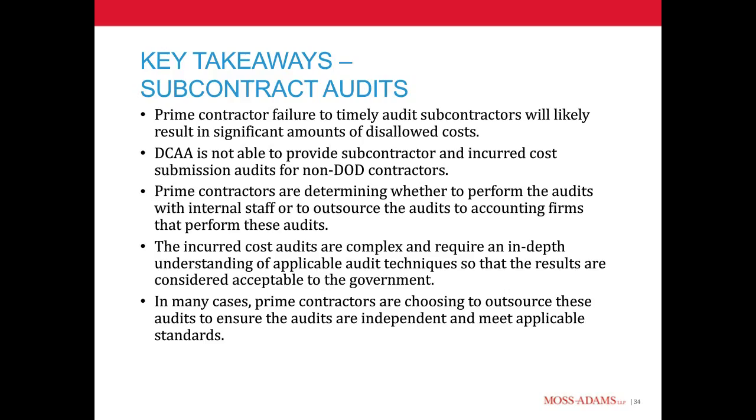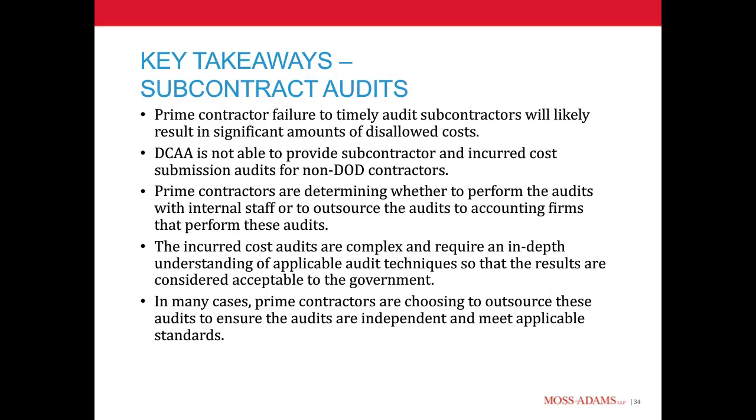So we wanted to get to the final part of the presentation, and we broke the key takeaways into basically a subcontract audit slide and then a prime contract audit slide. I think there are different issues affecting these and some that they have in common, but with regards to subcontract audits, the prime contractor's failure to timely audit subcontractors will likely result in significant amounts of disallowed cost. Once the agency involved learns that there are flexibly priced contracts that are ultimately rolling up into what the government is paying for.